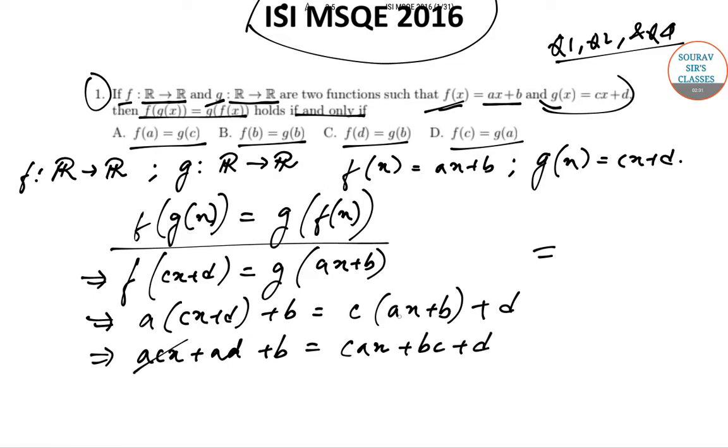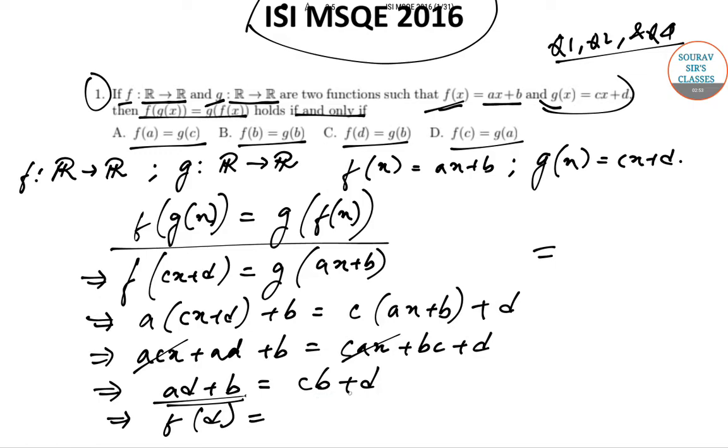Now we cancel out acx and acx on both these sides, and this leaves us with ad plus b is equal to cb plus d. Now we can write ad plus b as f of d, and cb plus d we can write as g of b. So basically we can write that f of d is equal to g of b, which is the option C. So for question number 1, the option C is the correct answer.